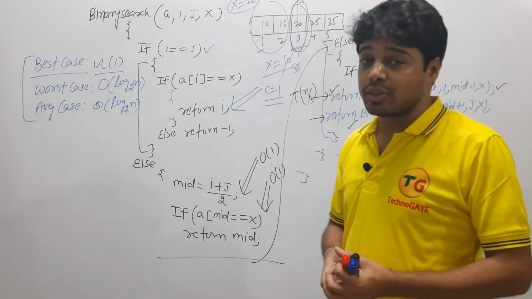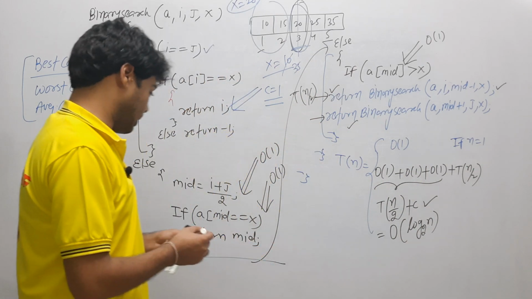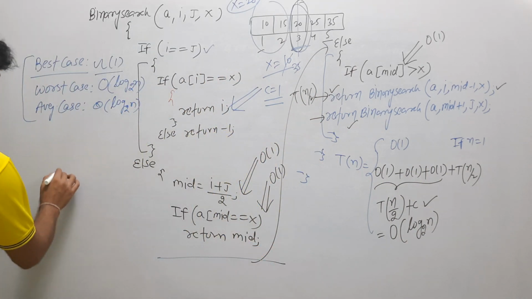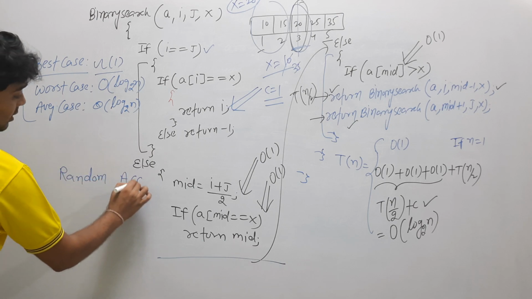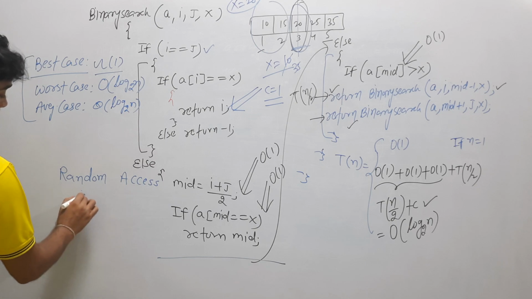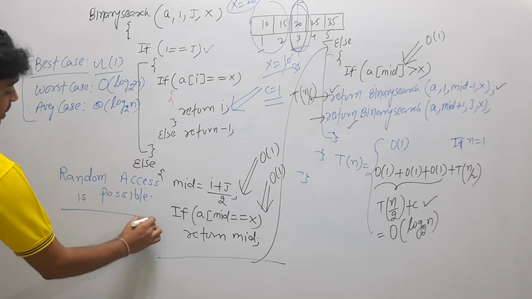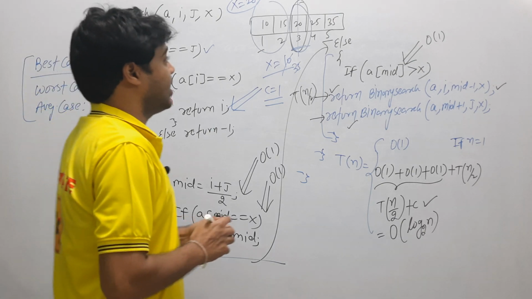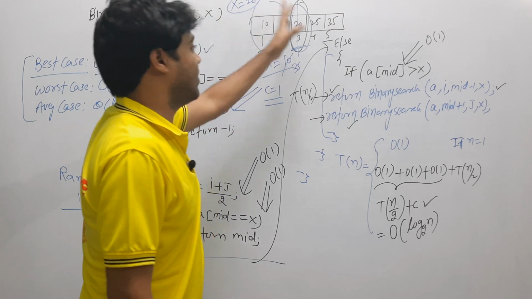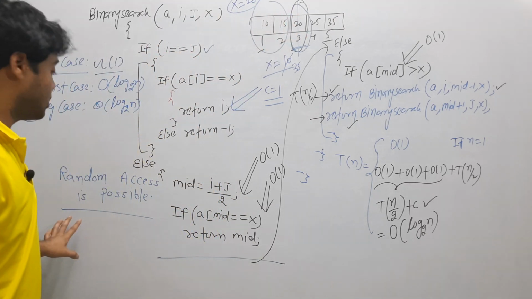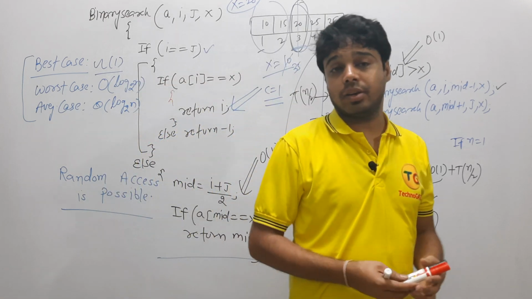So what is the advantage of binary search? The advantage of binary search is that random access is possible. A very big advantage. Random access is possible, so directly we can go to 35 or to 10, anywhere we can go. It is a very important part.